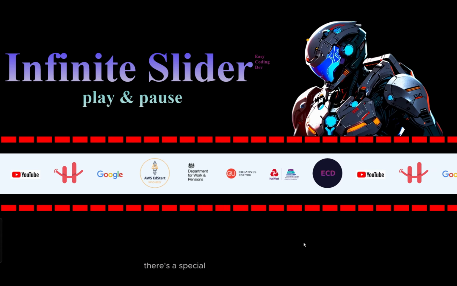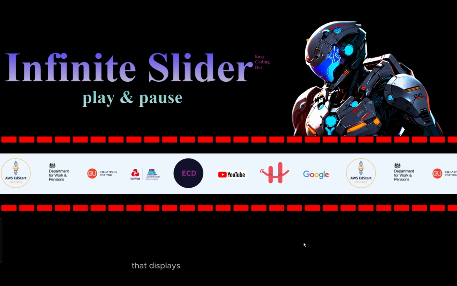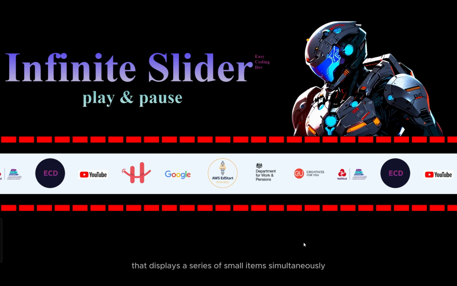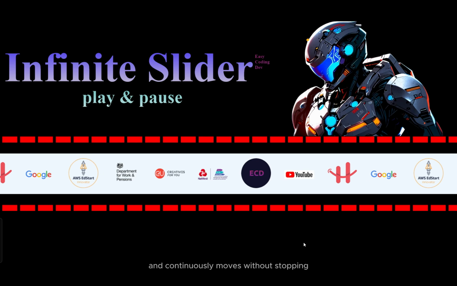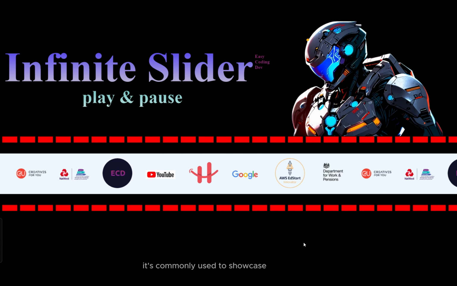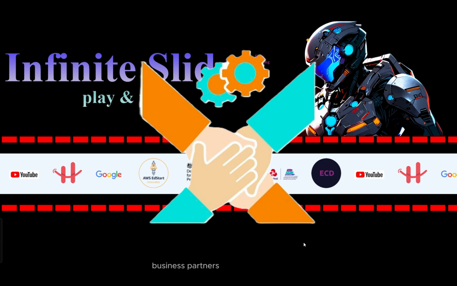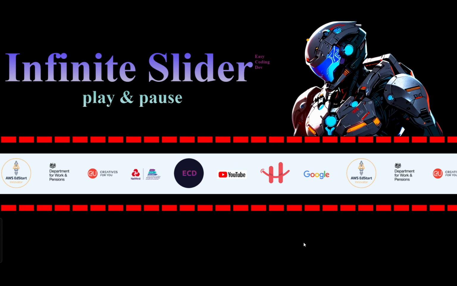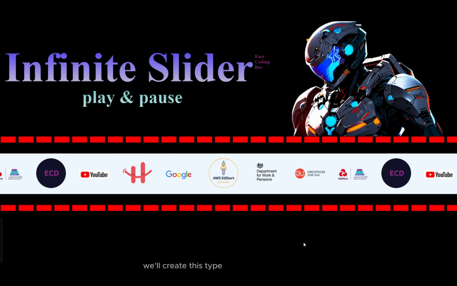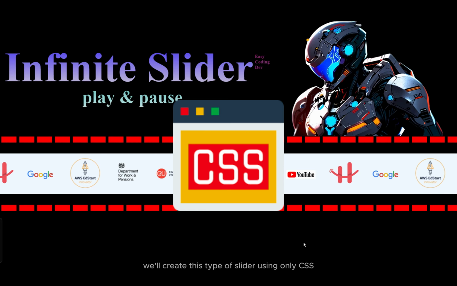Did you know there's a special type of slider in web design that displays a series of small items simultaneously and continuously moves without stopping? It's commonly used to showcase brand logos, business partners, or even photo albums. In this video, we'll create this type of slider using only CSS.